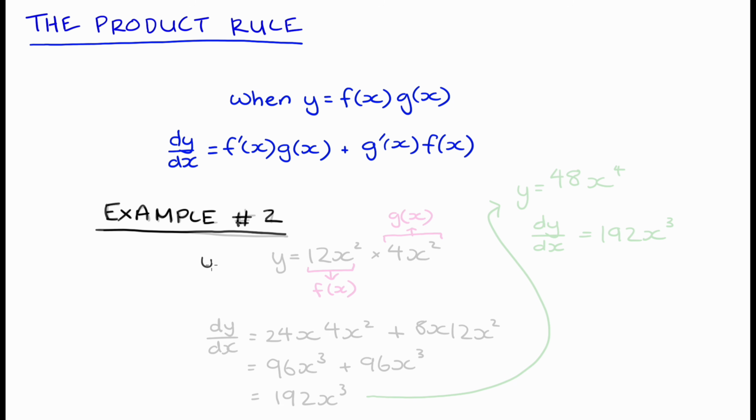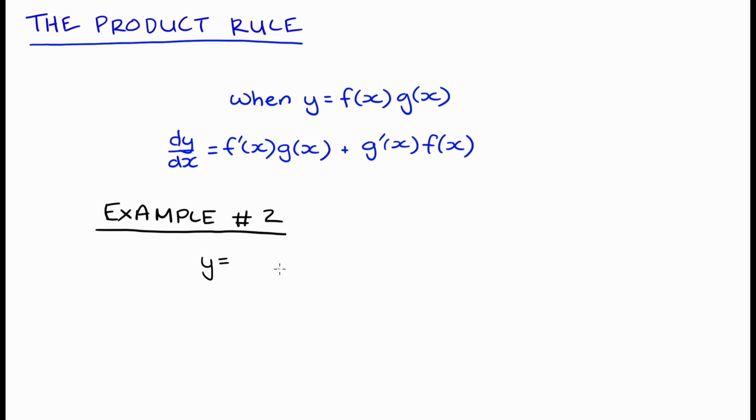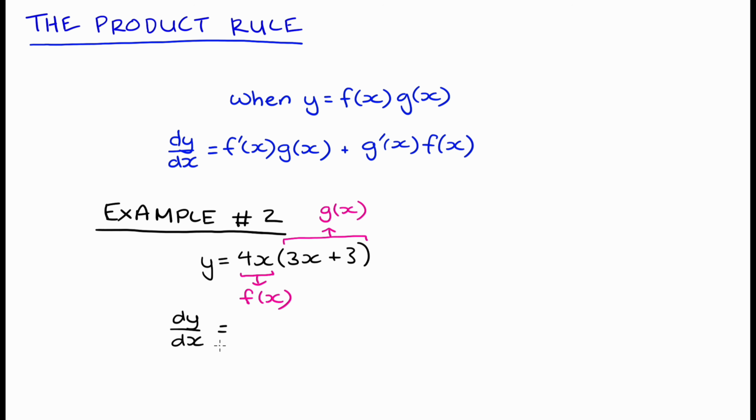All right, let's do another example. Let's say we had y is equal to 4x multiplied by 3x plus 3. So here I'm going to designate f of x is equal to 4x and g of x is equal to 3x plus 3. Applying the product rule, we find, well, the derivative of y with respect to x, we're going to take the first derivative of 4x, which is just equal to 4. We multiply that by g of x, which is 3x plus 3.